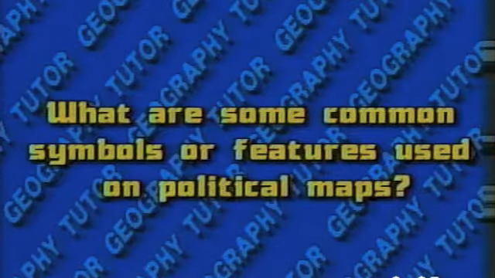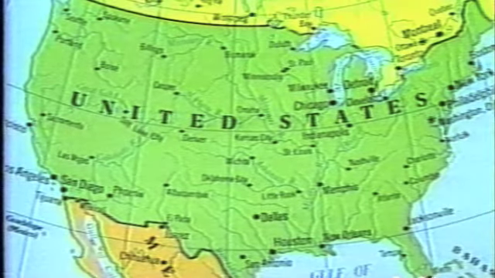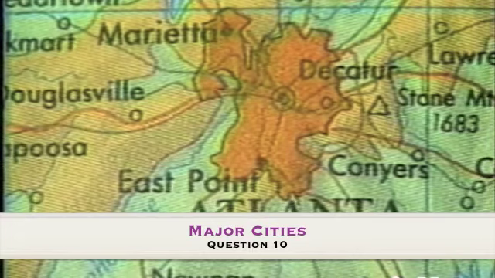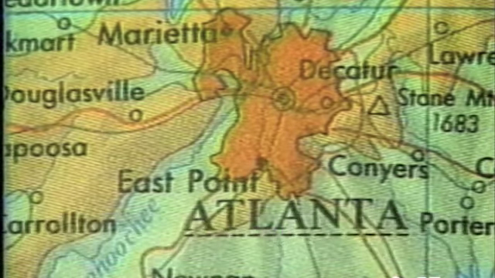What are some common symbols or features used on political maps? On these types of maps, national boundaries and internal political boundaries are often shown as solid black lines. Dots are used to show the location of cities. Some maps use different sized dots to represent cities with different sized populations. Most political maps identify national capitals with a star within a circle. Large metropolitan areas are sometimes outlined and colored.